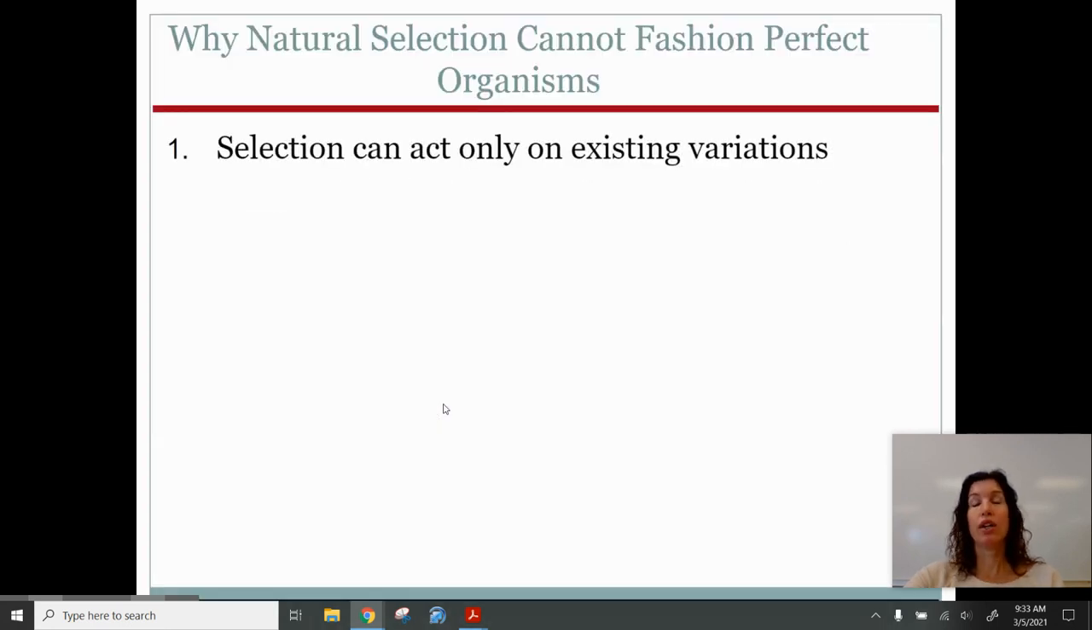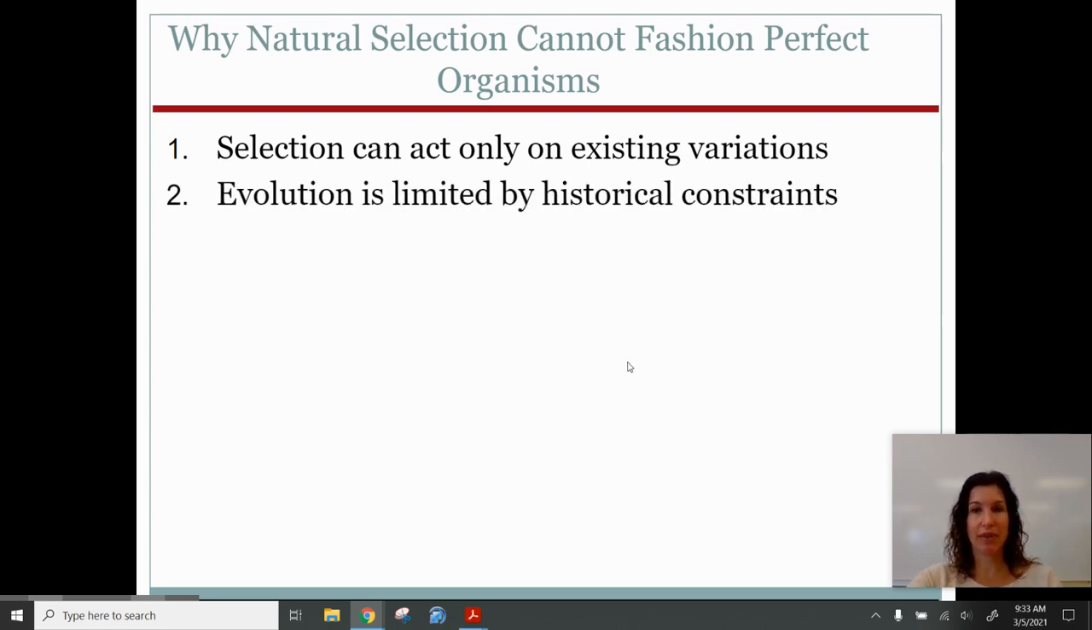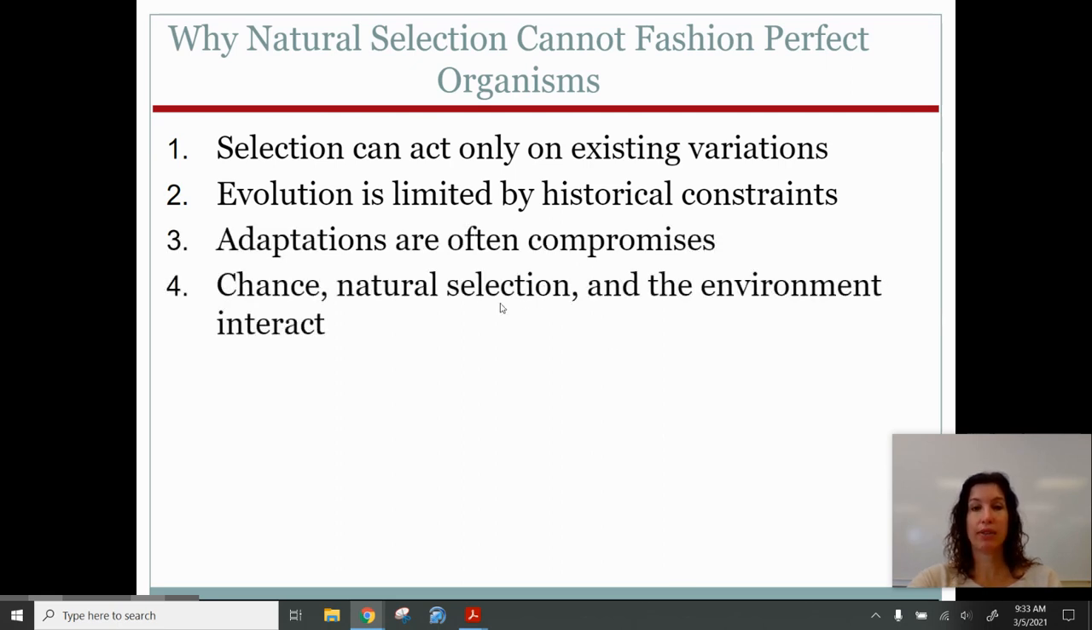Okay, and we're circling back to a lot of these points, but they are important, so that's why I want to say them again. Selection can act only on existing variations, so that variation has to be there first. Evolution is limited by what has happened. Adaptations are often compromises. There is no fixed direction. It's not trying to create a perfect structure. It's just chance, natural selection, and the environment interacting.